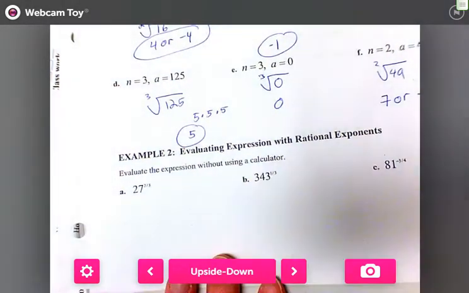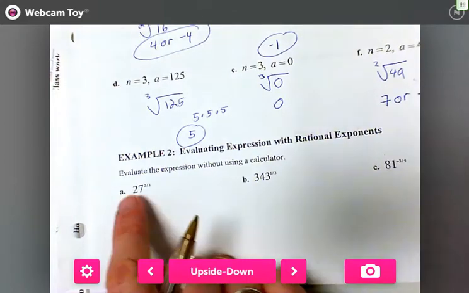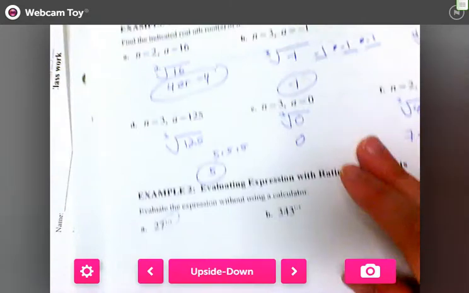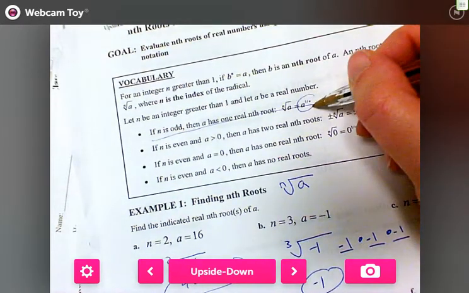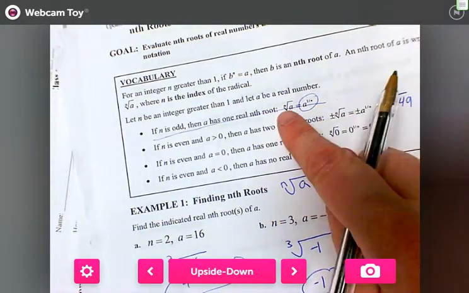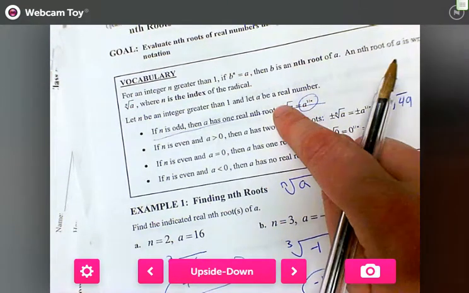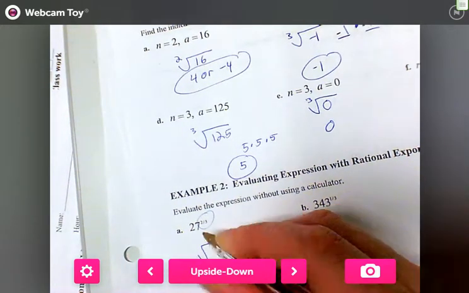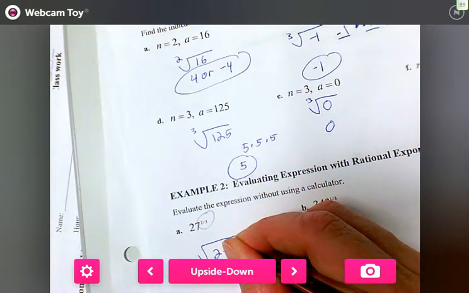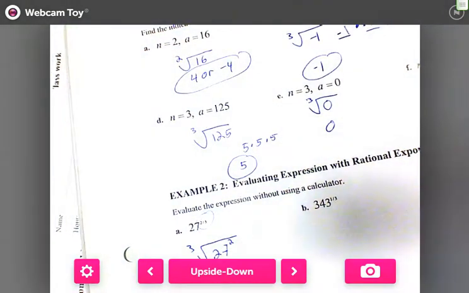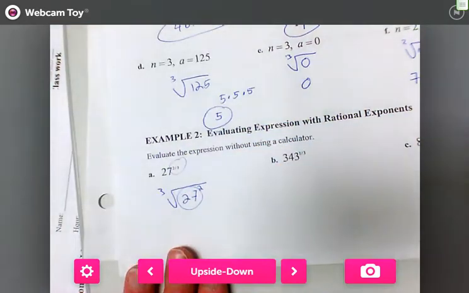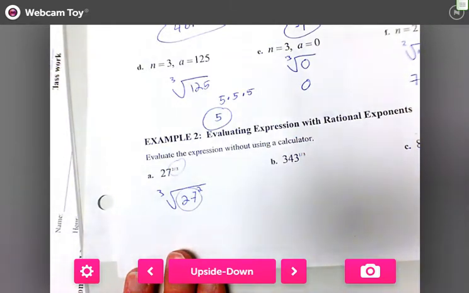Now we're going to evaluate the expressions with a radical exponent. So these are exponents. We've got a 2 and a 3 right here. If we look right here, it shows us a to the 1 over n. We know the a goes on the inside, and the n goes on the outside. So the bottom goes on the outside. We've got 27 squared to the third power. The number on top goes with the 27. The number on the bottom goes on the outside of my fraction. So let's solve this.